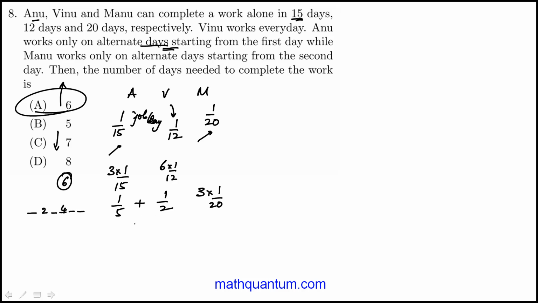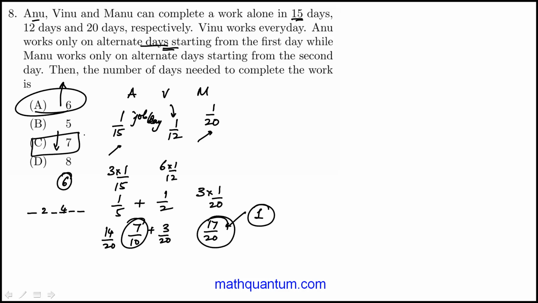These two add up to 7/10th plus 3/20th. This is really 14/20, so I get to 17/20. So you'll notice we're less than 1, because 1 means that we have completed the job. So that means I have to go higher up. So I'm going to test 7.